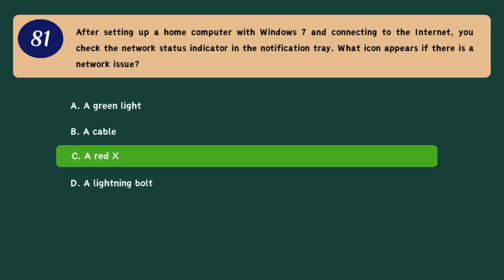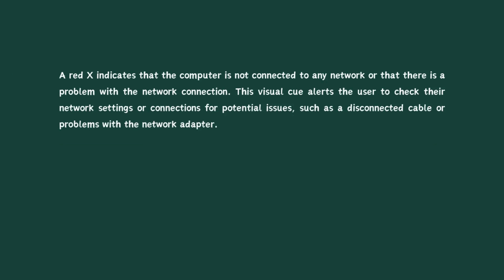Correct answer. C. A red X. A red X indicates that the computer is not connected to any network, or that there is a problem with the network connection. This visual cue alerts the user to check their network settings or connections for potential issues, such as a disconnected cable or problems with the network adapter.